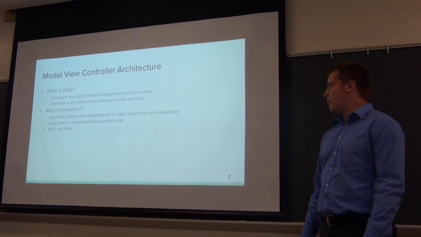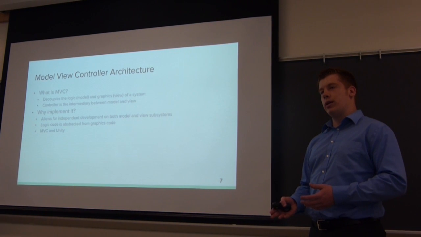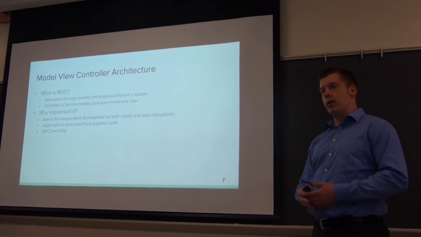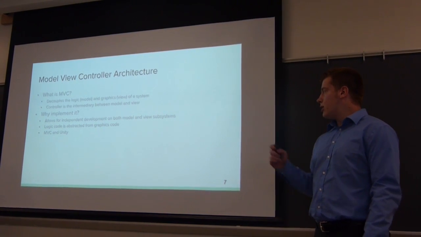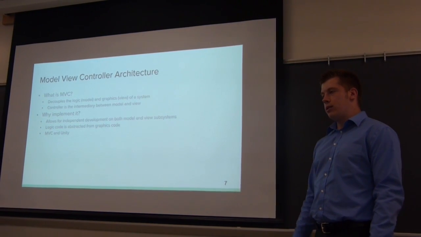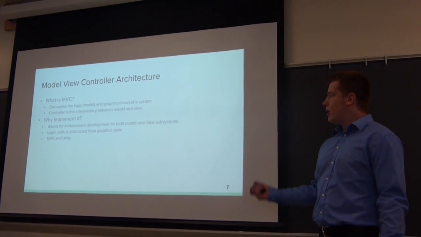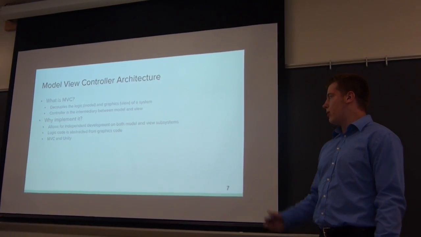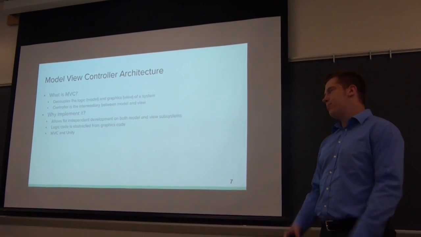Why implement it? Well, as I said before, it allows for independent development. If we ever wanted to port this to a different game engine, we could just take the logic code, write the new view in the new game engine, and have it communicate with the new controller. And the logic code is abstracted from the graphics code, which means that if somebody's working on the logic, they can write the method, for example, to roll the dice. And the person working on the view can write the method for the player to click on the roll dice button, and they'll communicate together without having to worry about the other person's work.